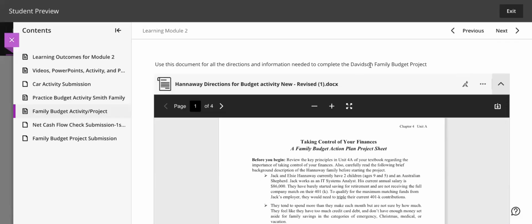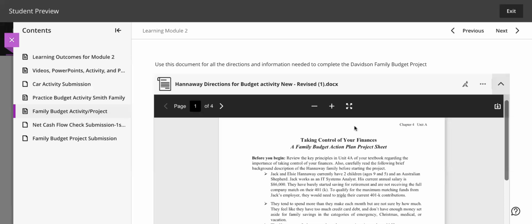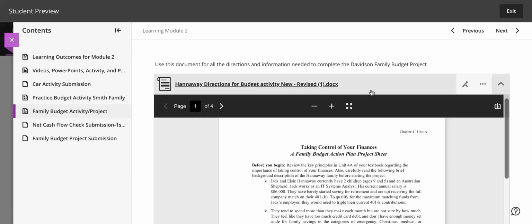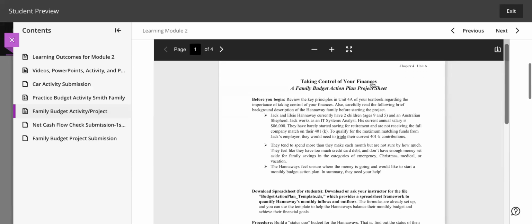This should say they changed the name of the project, so I'll change it. I'm sorry, it's supposed to be Hanaway. But anyway, here's the document.